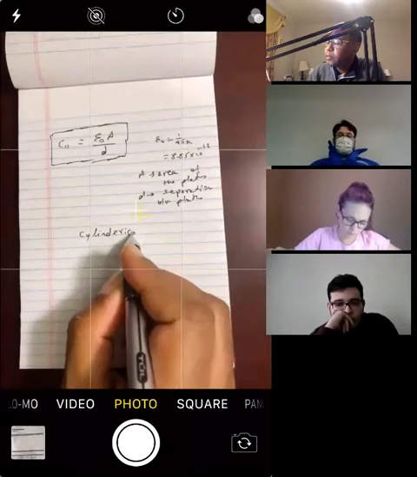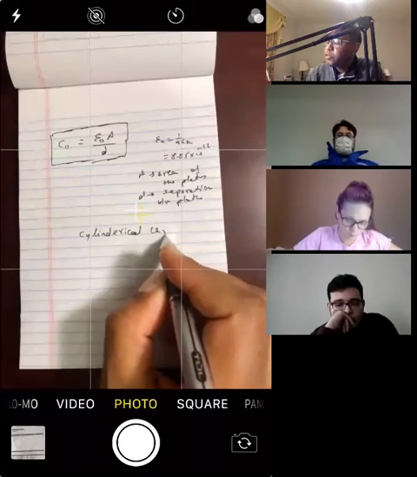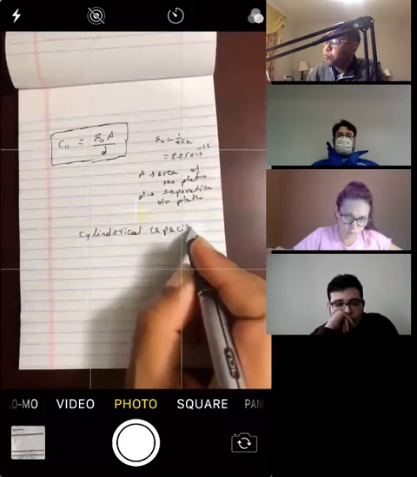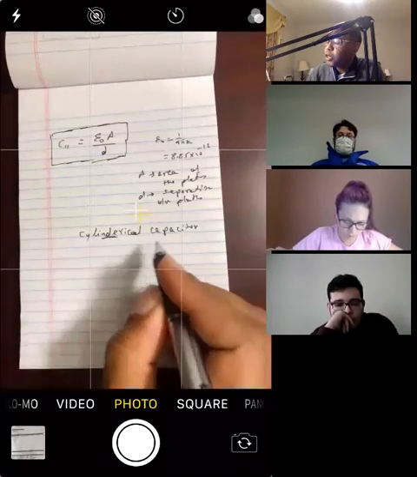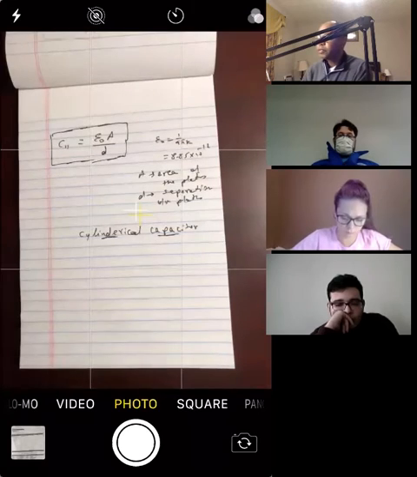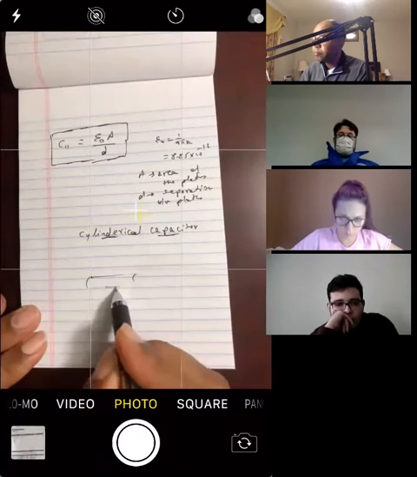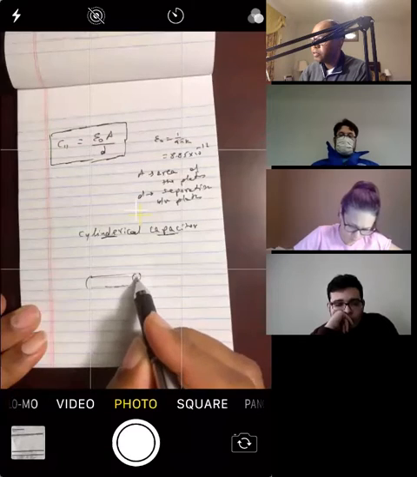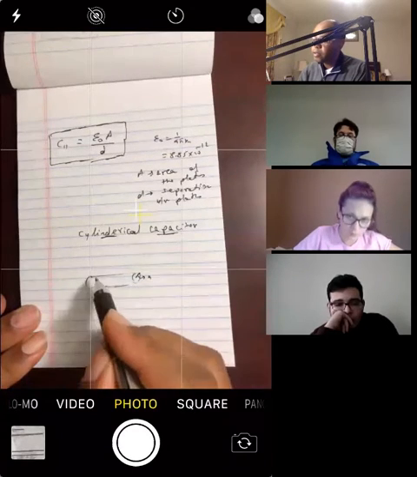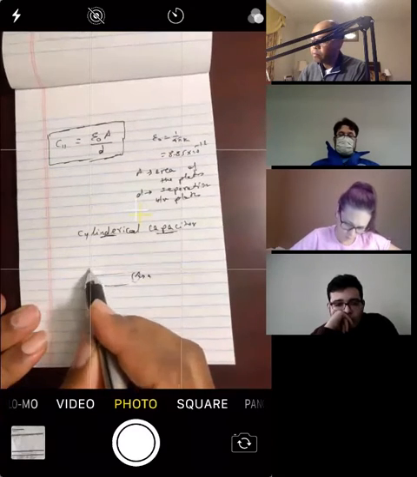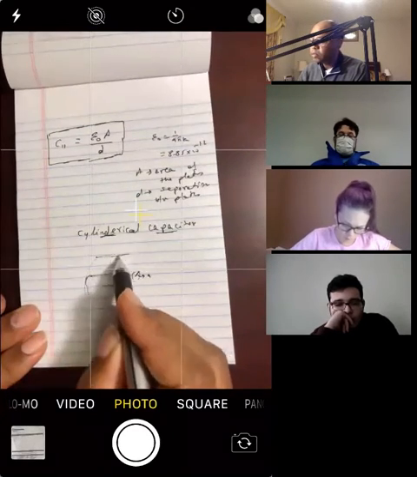Cylindrical capacitor. This is a capacitor where the two conductors are cylinders. Okay, so let's say this is the inner cylinder. Okay, this is the inner cylinder. Let's say its radius is A, and then we have another cylinder over here, like this.